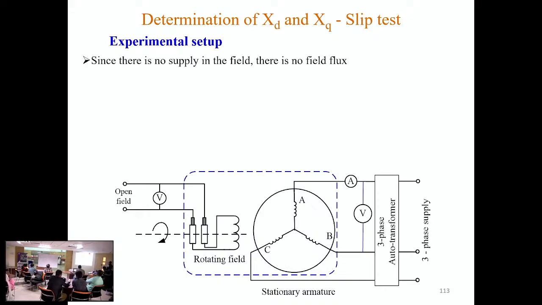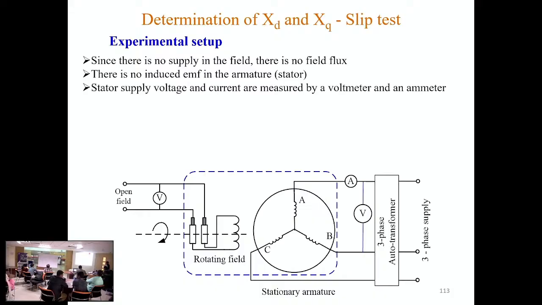Since there is no supply in the field, there is no field flux, so no induced EMF in the armature. That is true, but we are supplying some AC voltage, so voltage will be there in the armature. So the stator supply voltage and current are measured by a voltmeter and ammeter. What voltage we are supplying will be recorded by this voltmeter, and what current it is drawing from the supply will be recorded by this ammeter. Okay.